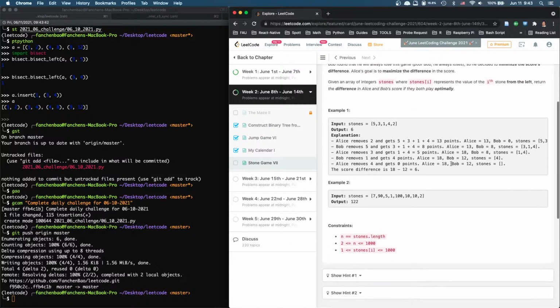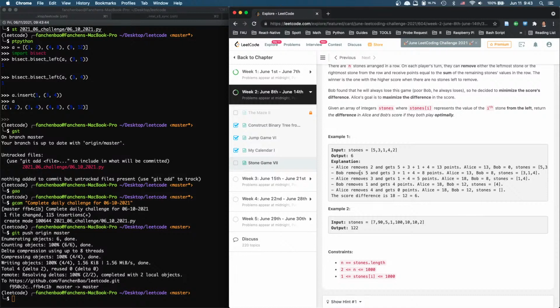Oh my god. Okay, Alice removes 2 and gets 13 points. Okay, Bob removes 5 and gets 8 points. Alice removes 3 and gets 5 points. Bob removes 1, gets 4 points. Alice removes 4 and gets 0 points. The score difference is 6.